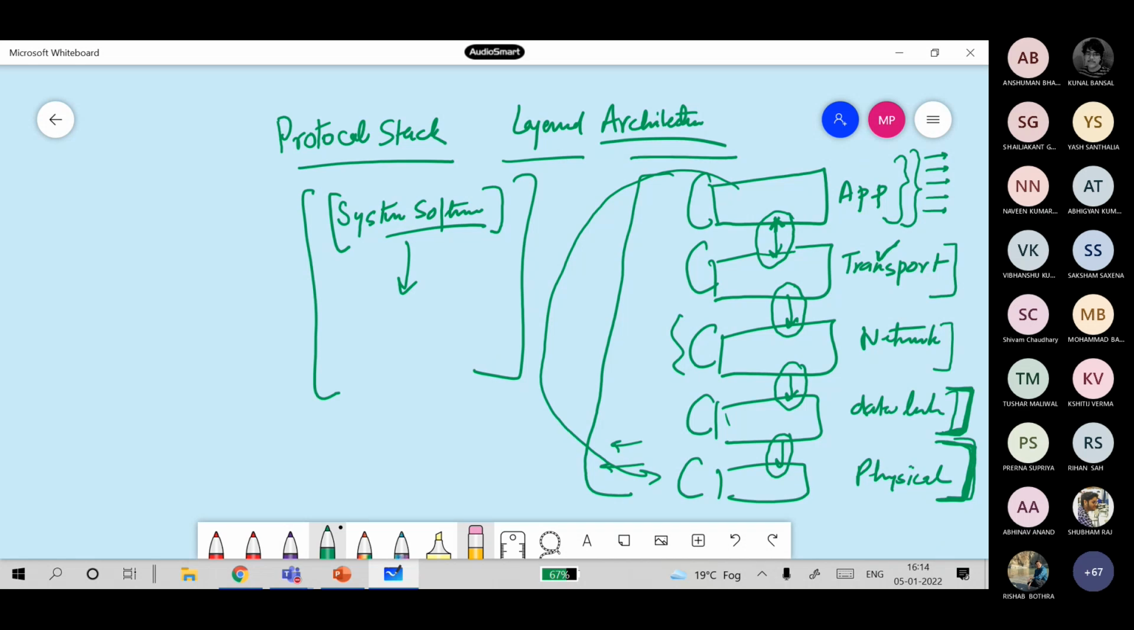What are the duties of the different layers, how this decision has been made, how many layers are going to be, that's a detailed discussion, we'll come back to that, don't worry.